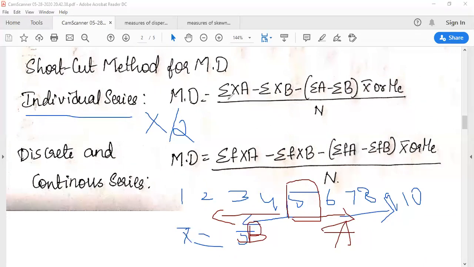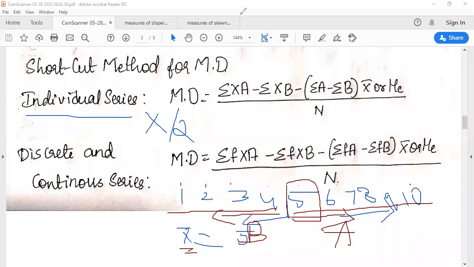Fine. So then you will have to multiply x into a and x into b, and then you will get summation xa minus summation xb, equal to summation a minus summation b. So for a you have to add all these numbers, and for b you have to add all these numbers, then multiply with x bar or median. Now if you have calculated the arithmetic mean, then go on with the arithmetic mean. If you have calculated the median in place of the arithmetic mean, then multiply the median. Divided by n, where n is the number of data.